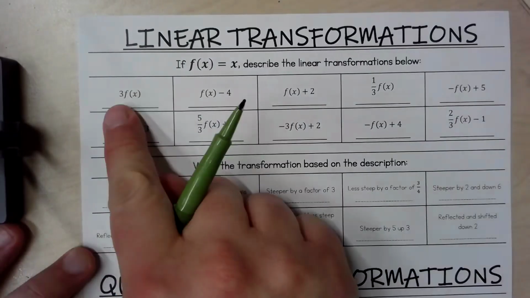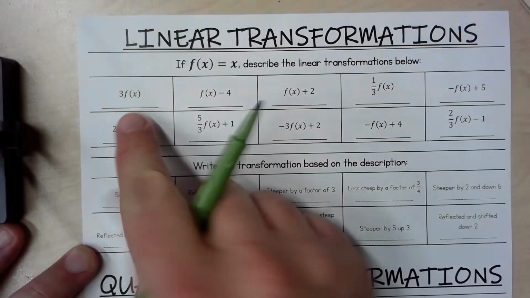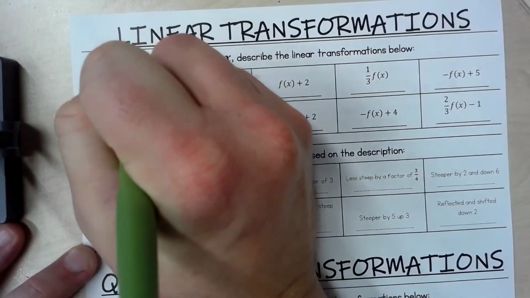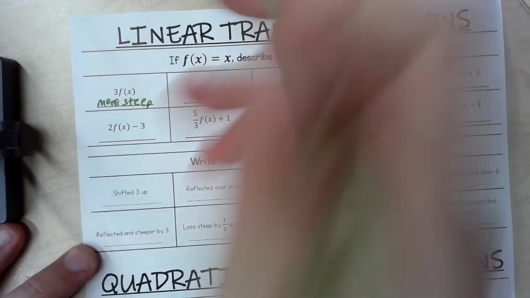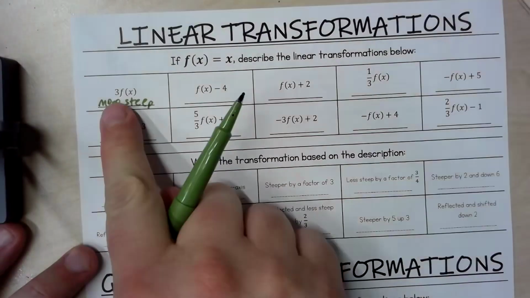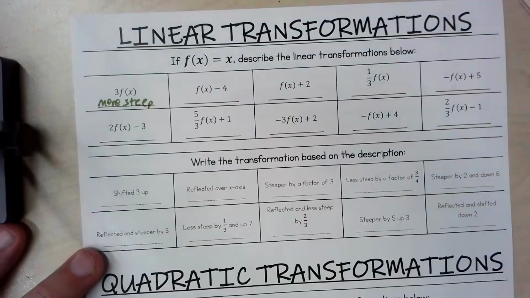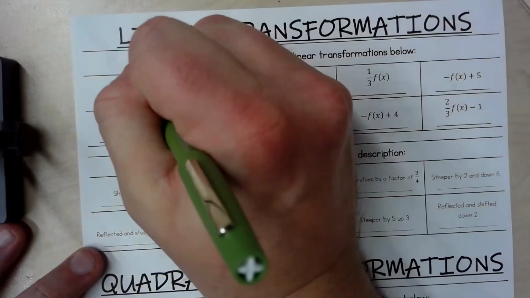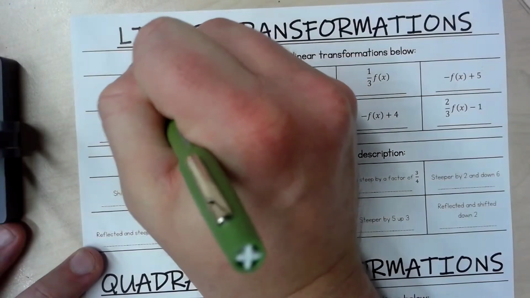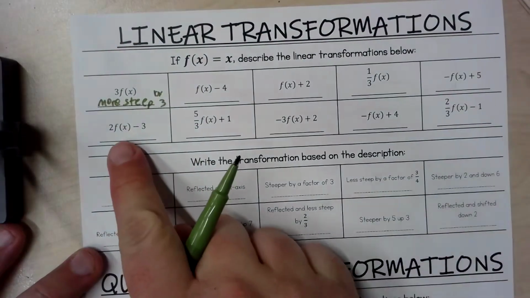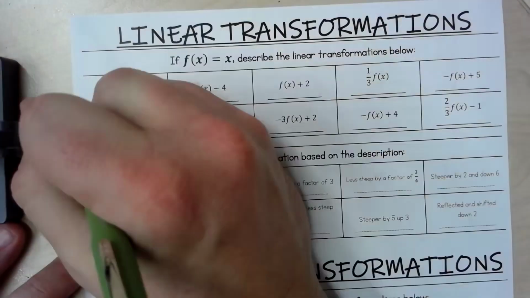So if I'm multiplying 3f of x, that makes this more steep. Instead of our slope being 1, now our slope is 3. And we say by a factor of 3. I'm going to say by 3. And I'm going to do this one right below it. Multiplying by 2 makes it more steep.